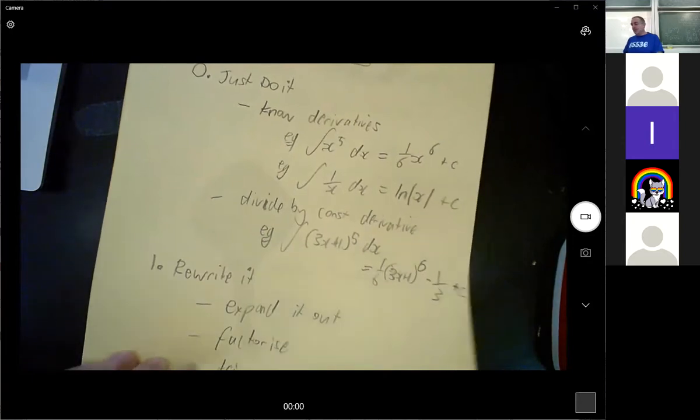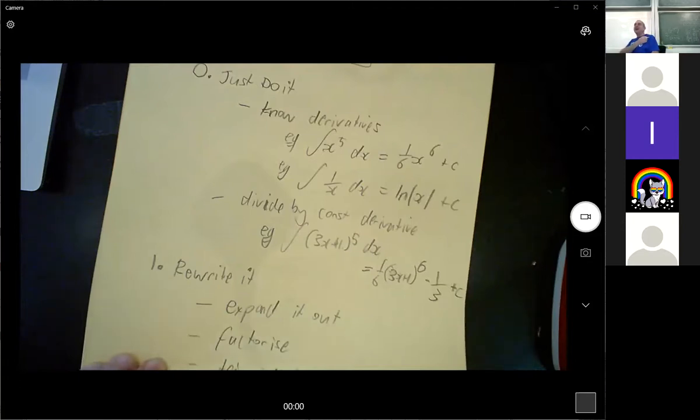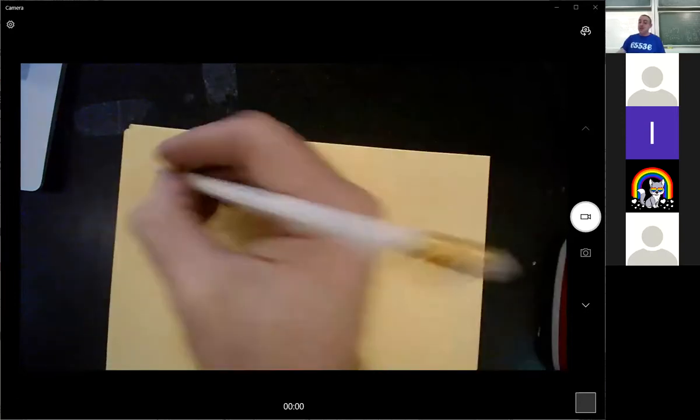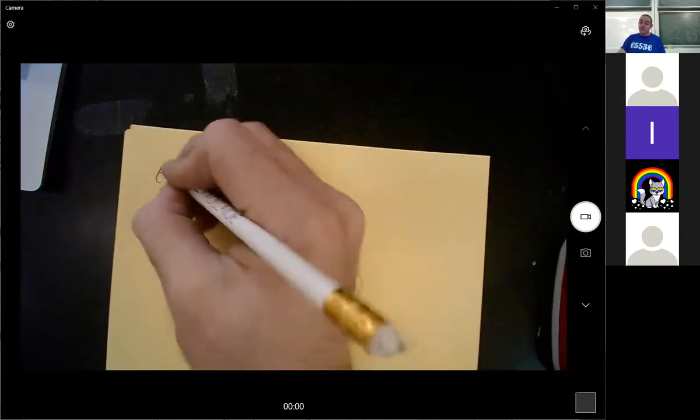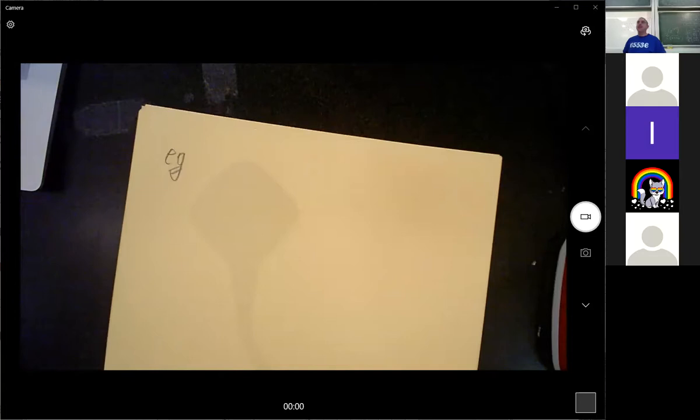Right. So what I'm going to do is I'm going to find some integrals. And if anyone has integrals that they have found difficult, please tell me them at any point. Okay. And I'm going to do some examples. All right, here we go.